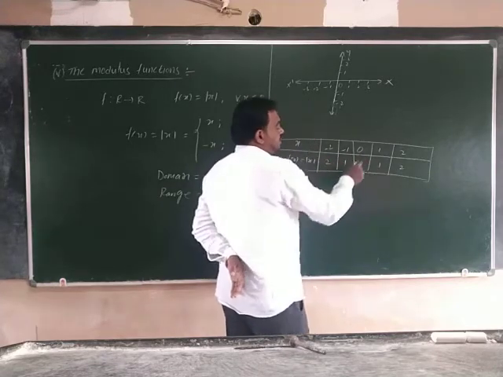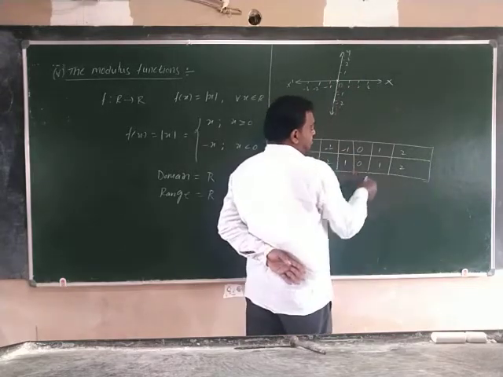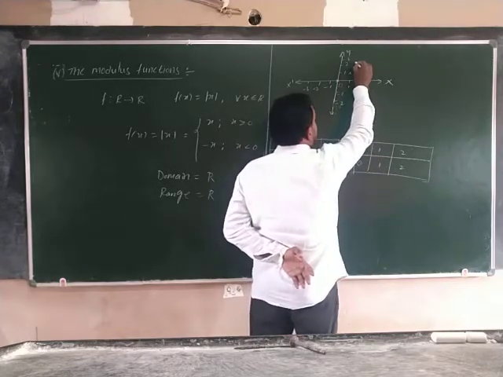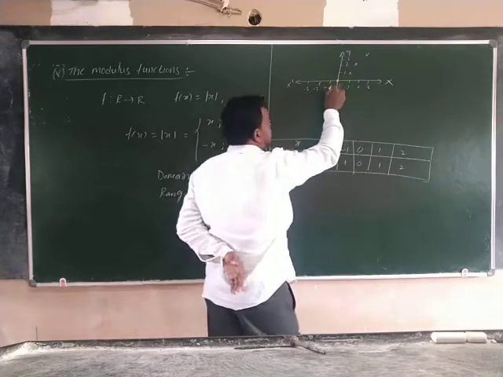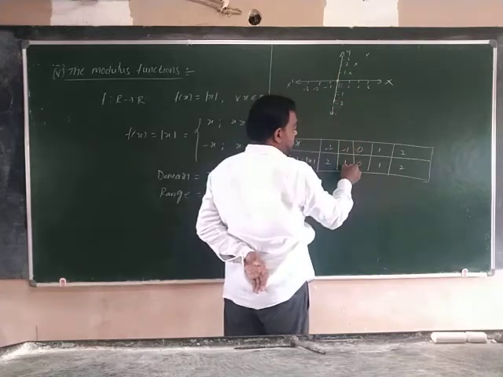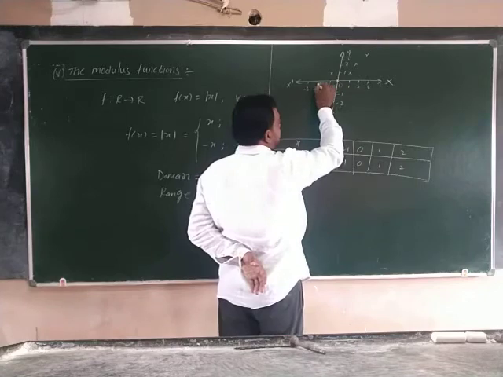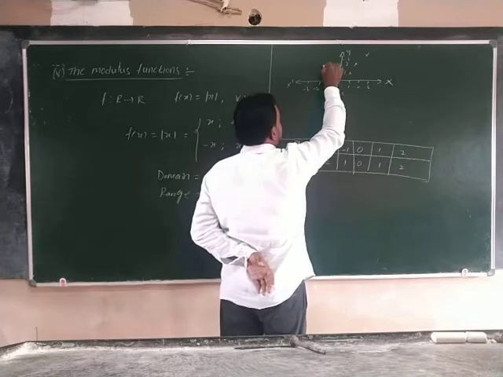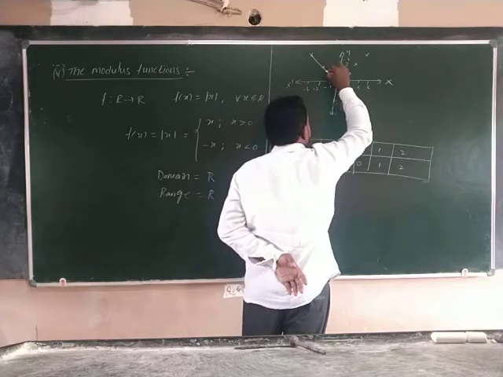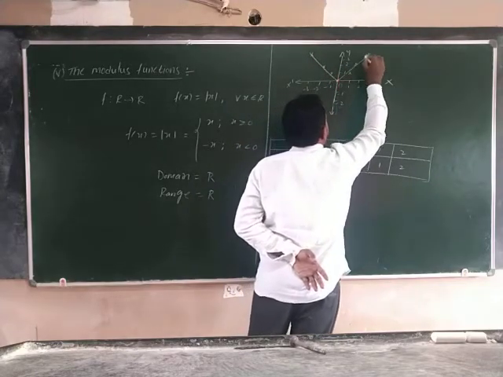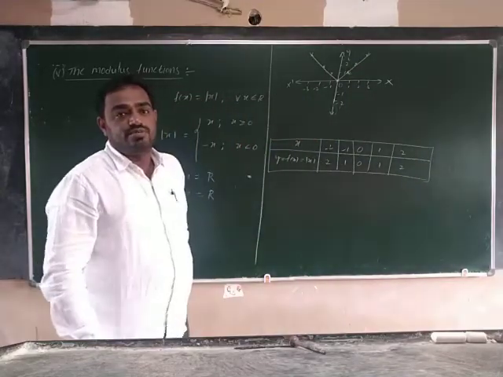You find this here: 0, 0 at the origin. 1, 1, this is 1, 1. Next 2, 2. Next 3, 3. Next -1, 1, second quadrant. -2, 2, this is also second quadrant. -3, 3, this is also second quadrant. You join these. This is the graph of y is equal to mod x.